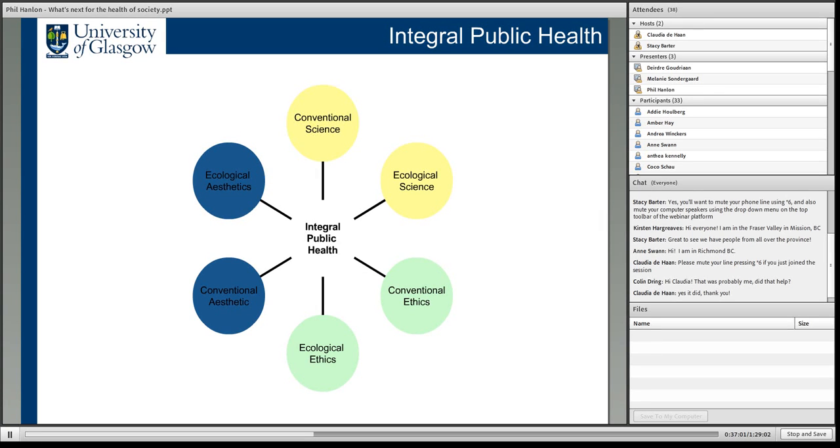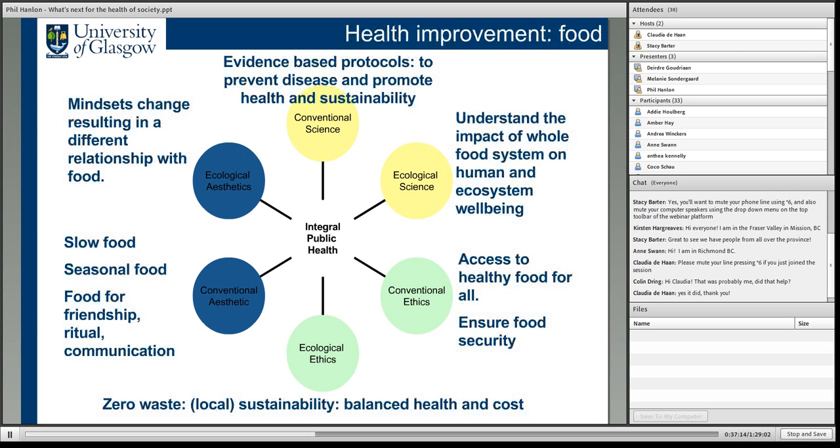And we've developed this simple model of the conventional and the ecological science, the conventional and ecological ethics, and the conventional and ecological aesthetics. And you can take that simple model and apply it to something like food. So if you look at public health guidelines up until now, you'll find evidence-based protocols on how to prevent heart disease and minimize obesity. And of course, we need these. But we need to think about them within systems theory and the whole human and social and ecological ecosystem that supports the production and the distribution of food.